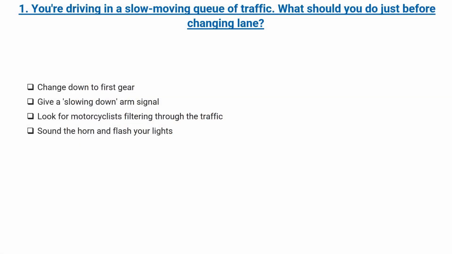When you're driving in a slow-moving queue of traffic, what should you do just before changing lane? Change down to first gear. Give a slowing down arm signal. Look for motorcyclists filtering through the traffic. Sound the horn and flash your lights. Correct answer: look for motorcyclists filtering through the traffic.